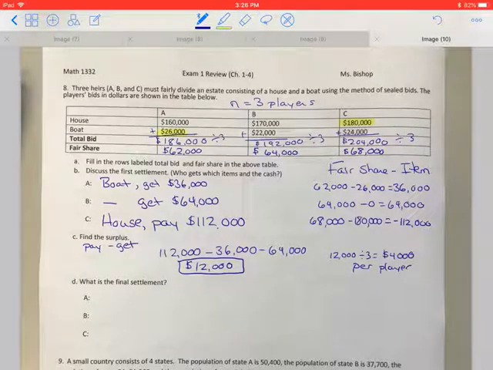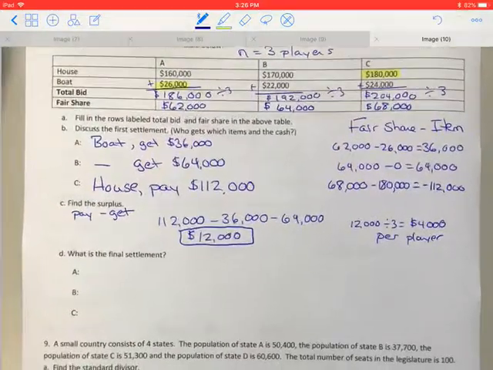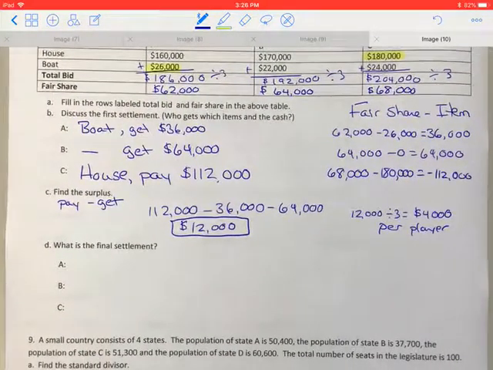For my final settlement, I'm going to take everything from part B and go back and give them an extra $4,000. Person A still gets the boat. Remember, they were getting $36,000. Now we're going to give them an extra $4,000 on top of that, so that comes out to be $40,000.